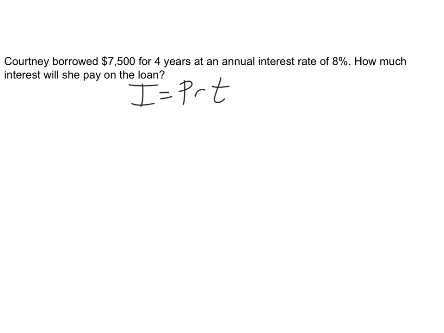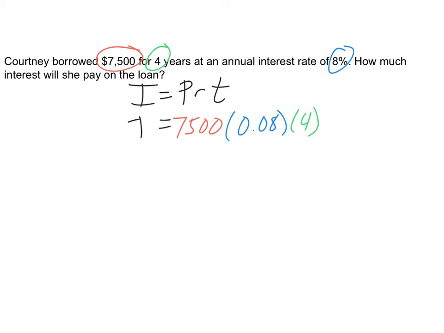Another example here, we've got Courtney borrowed $7,500. So 7,500 goes in for P. We've got an interest rate of 8%, so 0.08. And borrowed it for 4 years, so we're going to put a 4 in there. And we want to find out how much interest she gained from that. So to find that, we type all of these in and multiply them together. So 7,500 times 0.08 times 4. She got $2,400 in interest. That's how much she will have to pay.